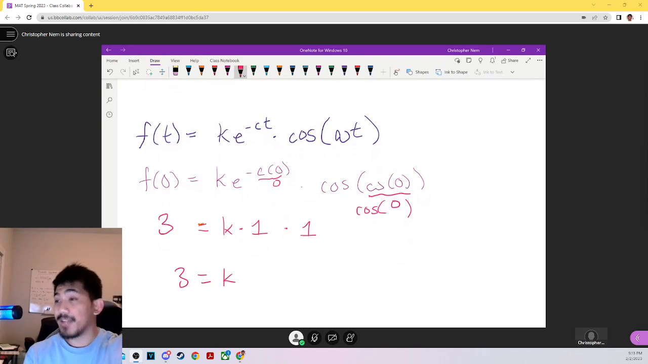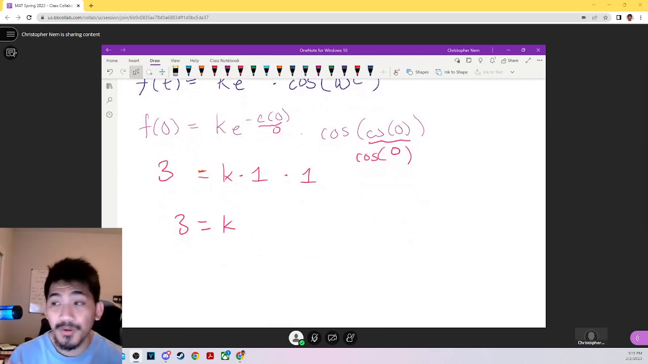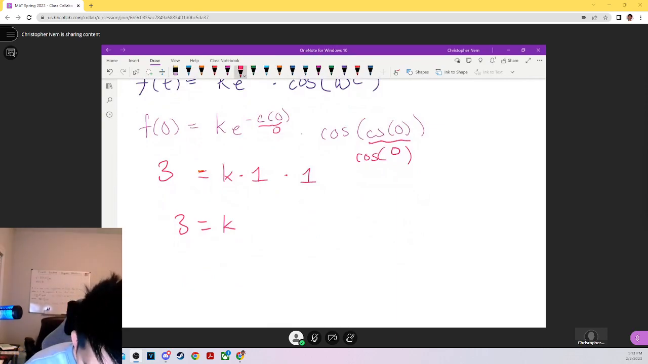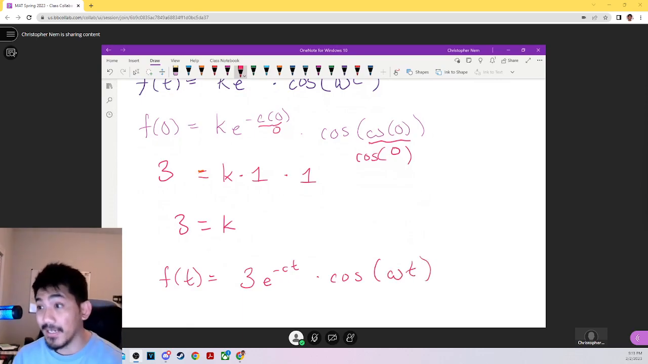Now, if you look at your definition, they tell you that the initial amplitude is 3, but this is just the work that goes in the background. This is how we can figure it out. So we get 3 to be our initial amplitude. Great. That means I have f of t is equal to 3e to the negative ct times cosine of omega t. Well, now we need to figure out omega.